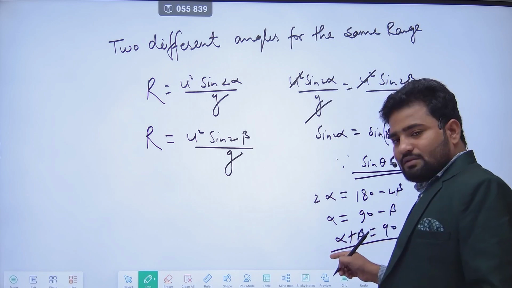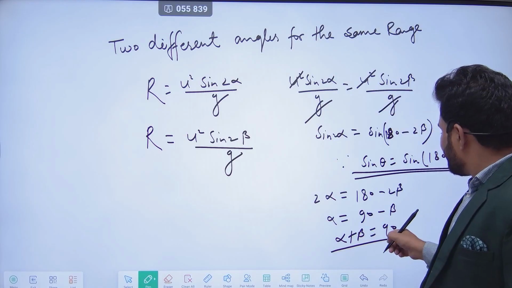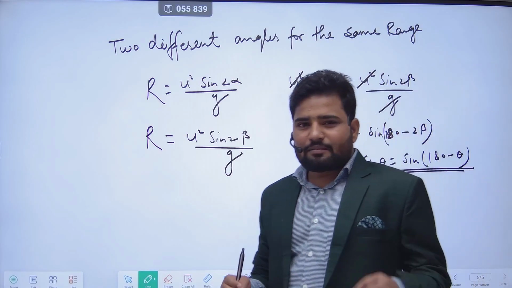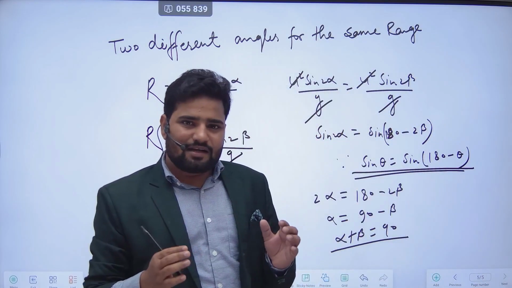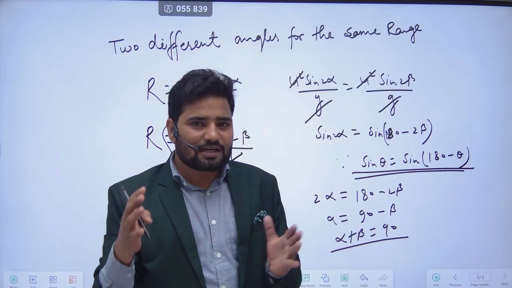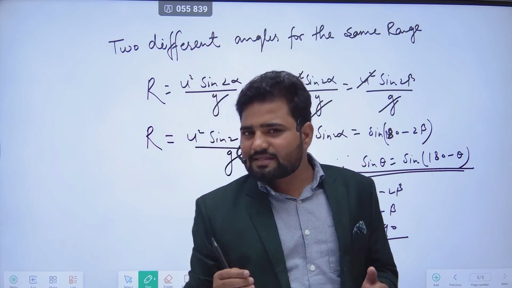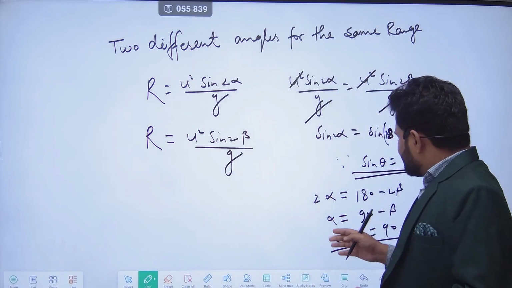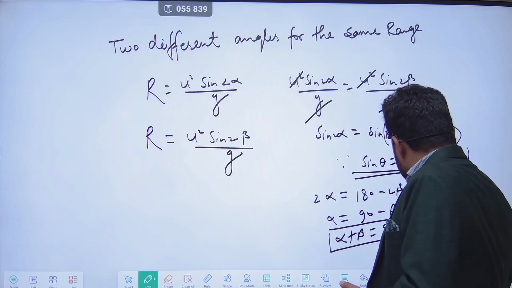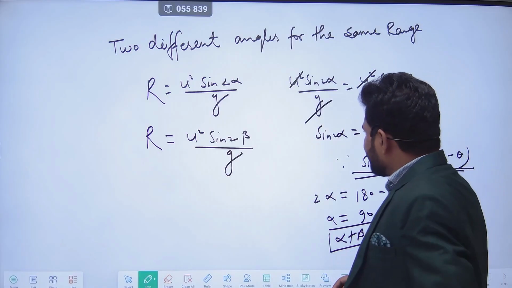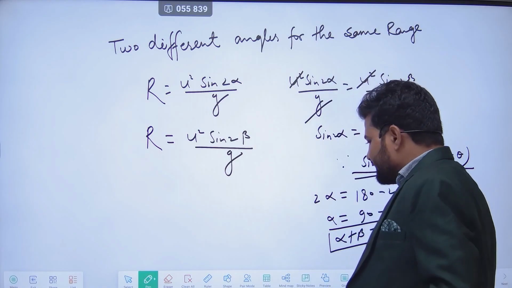If these two angles are complementary to each other, if the ball is projected in such a way that in different angles and the angles are complementary of each other, then we can say in that case the range will be same.